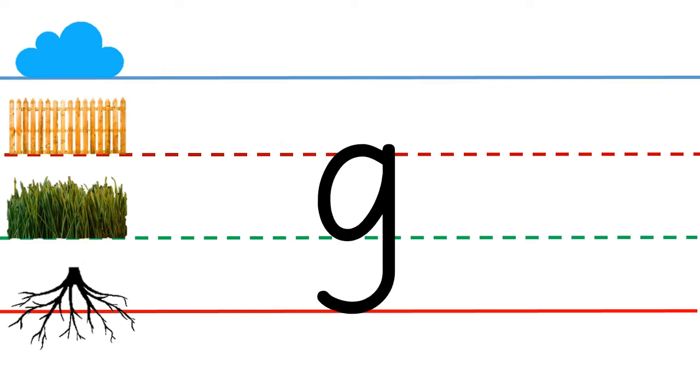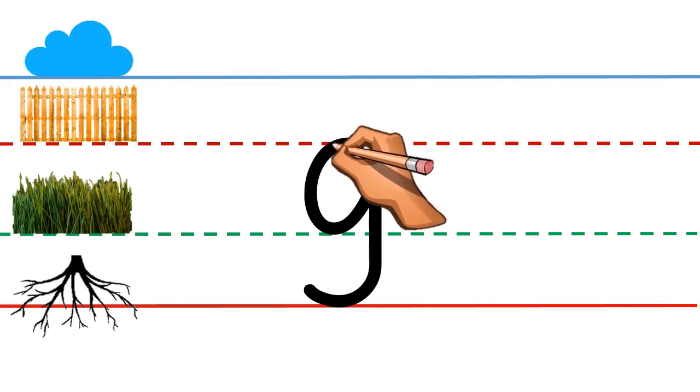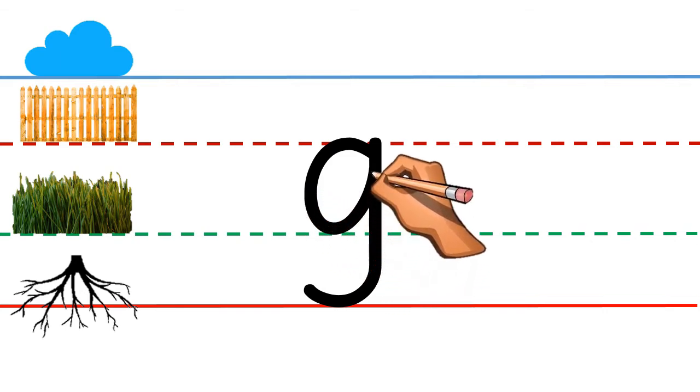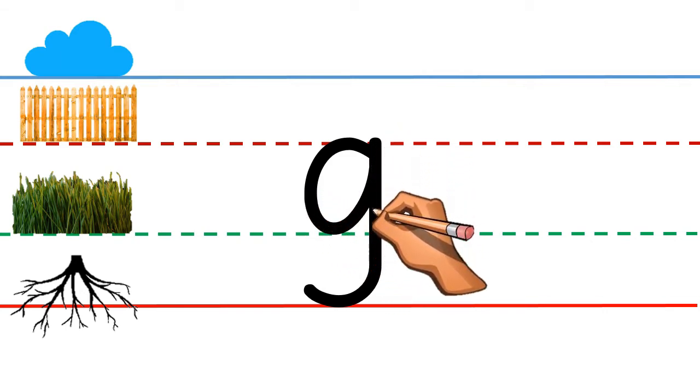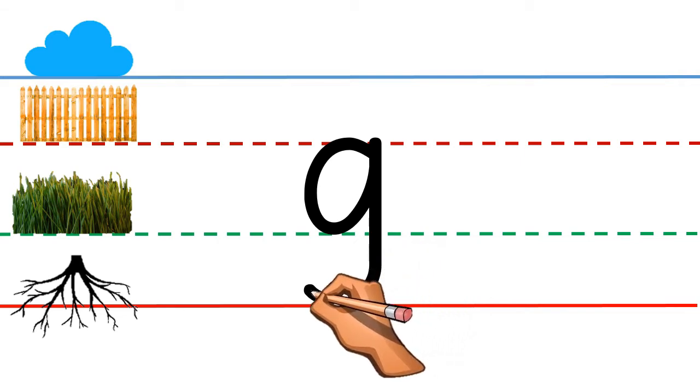First we will learn the formation of small g. Put your pencil on the fence line. Make a semicircle and touch the grass line. Now go up and touch the fence line again. Now come down straight and touch the root line. Make a loop.